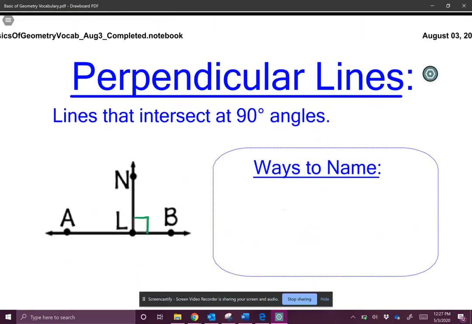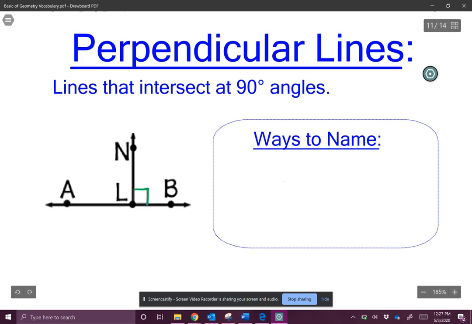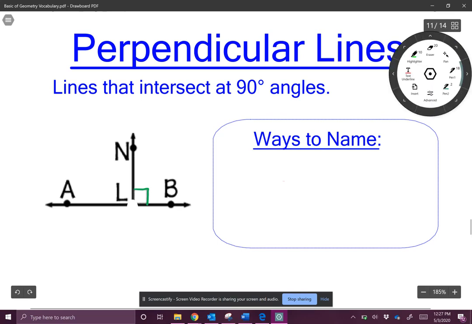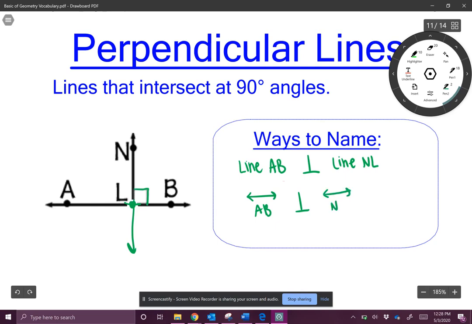Our next vocabulary word is perpendicular lines. These are lines that intersect at 90-degree angles. If you notice, right here we have a 90-degree angle symbol. And if you don't see that, you cannot guarantee the 2 lines are perpendicular. Now, in this case, we have line AB and ray LN. So those can still be considered perpendicular. If this extends this direction, we could say it would be line NL, which we're going to use. So how we would name this is line AB is perpendicular, that's the sign for perpendicular, line NL. And then symbolically, line AB is perpendicular to line NL.